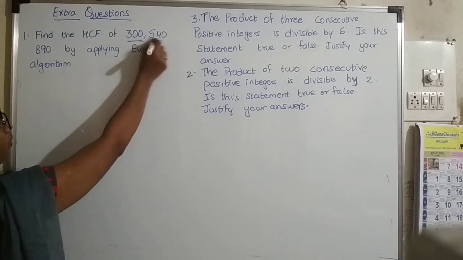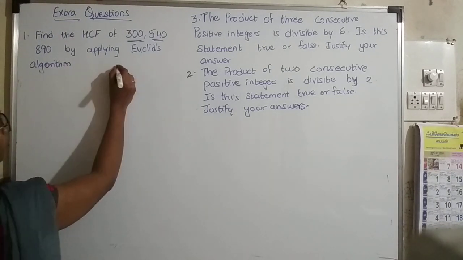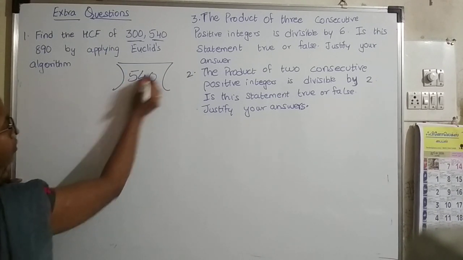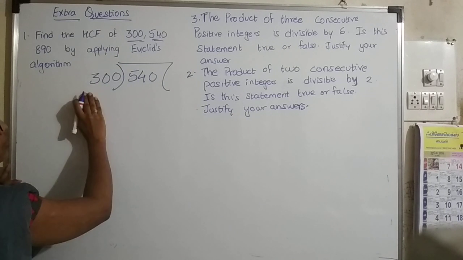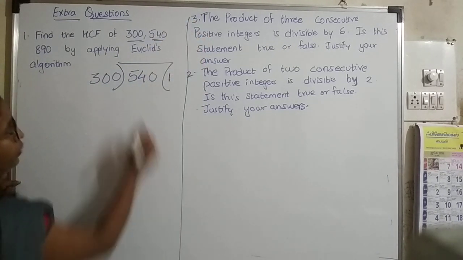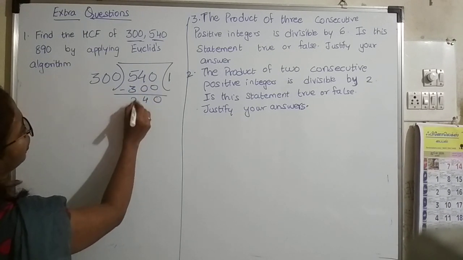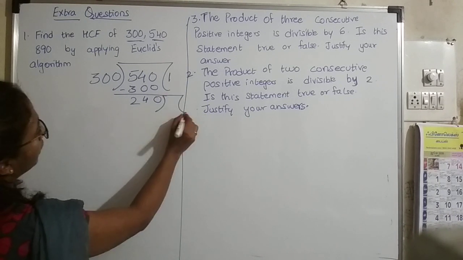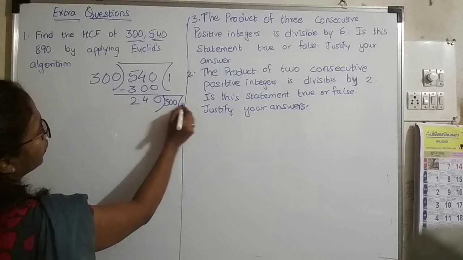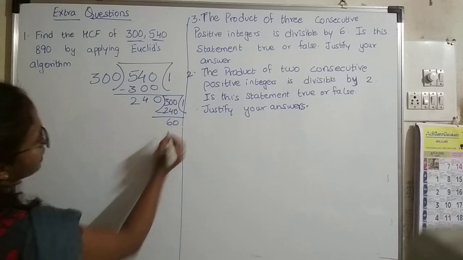So I select the first two numbers, 300 and 540. Let's solve here; I'll divide in front of you. 540 is bigger, so I write it as the dividend. 300 into 2 is 600, too much, so 300 into 1 is 300, and we get the remainder 240. Then 300 divided by 240 gives 1 again, since 2 will go more than 4, with the remainder 60.